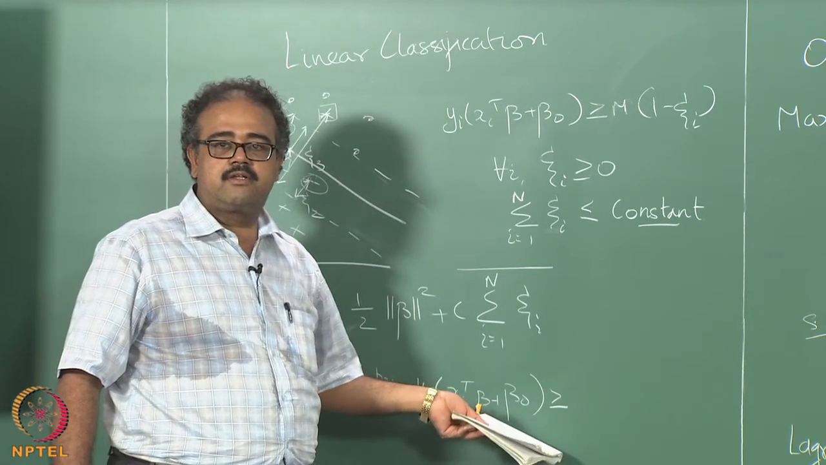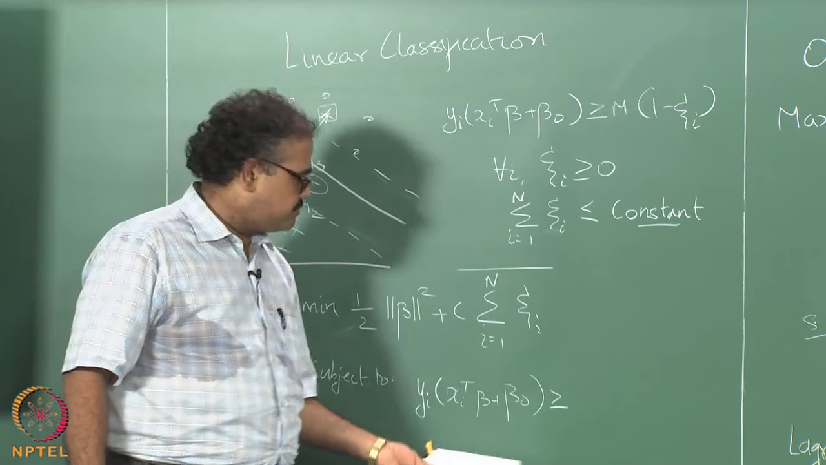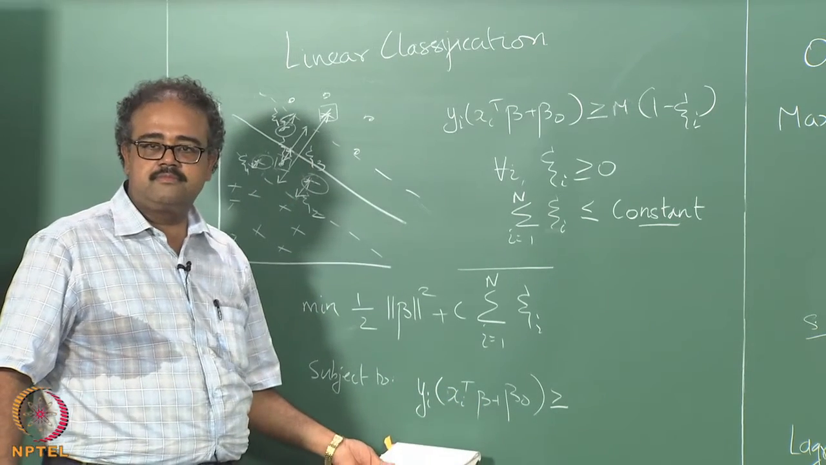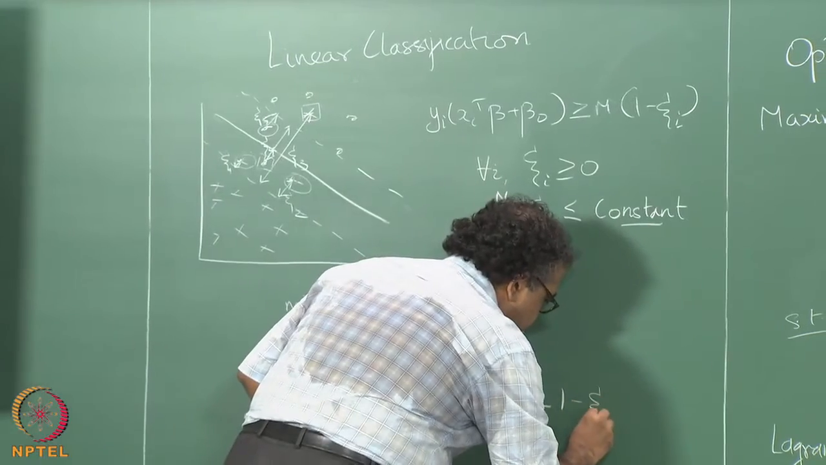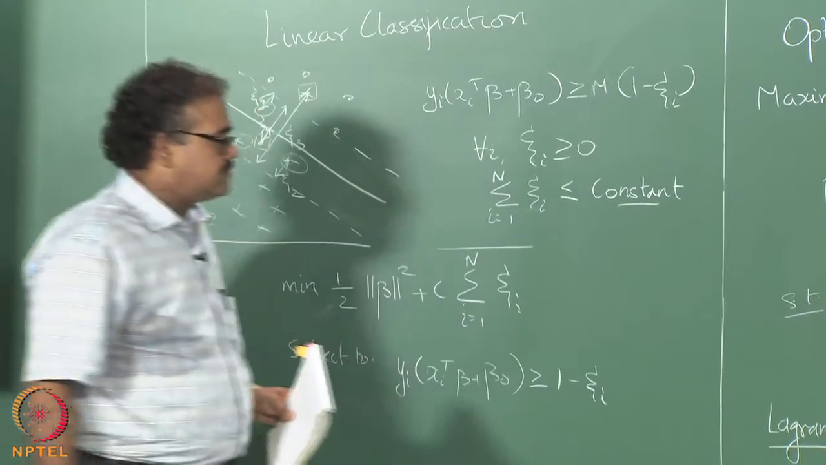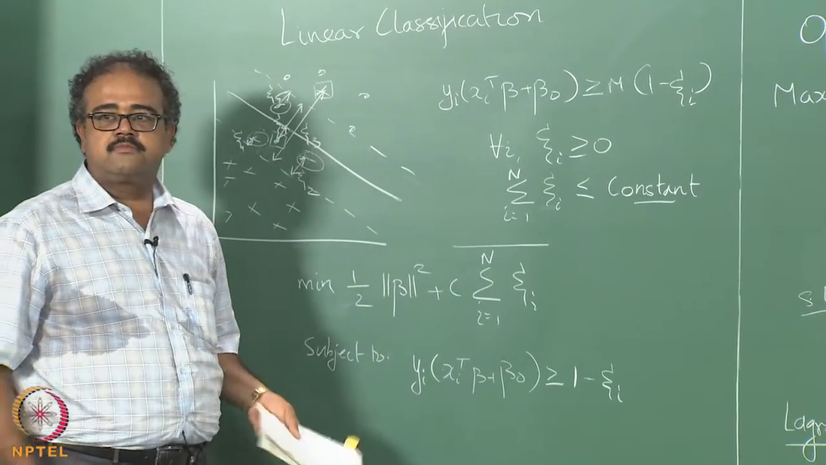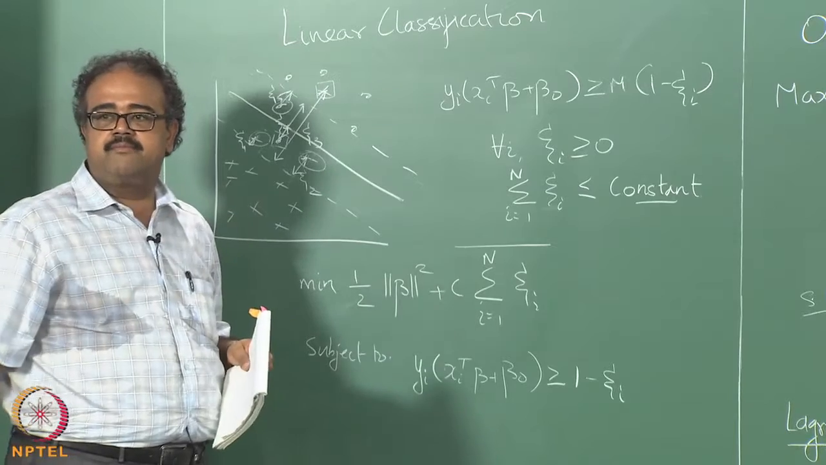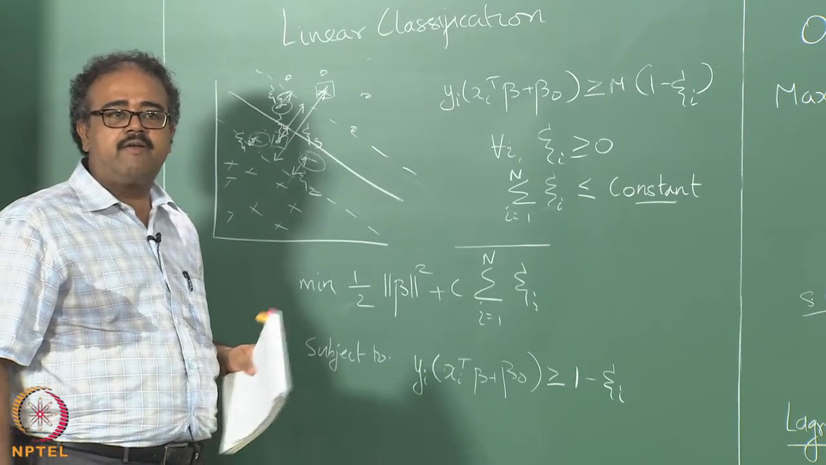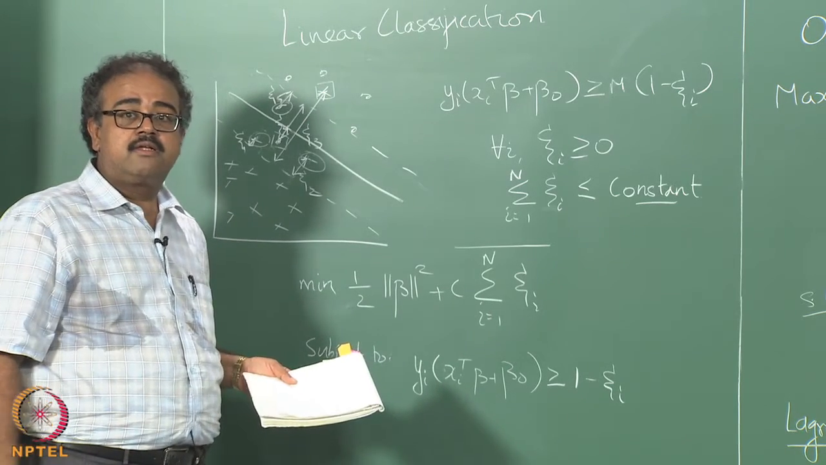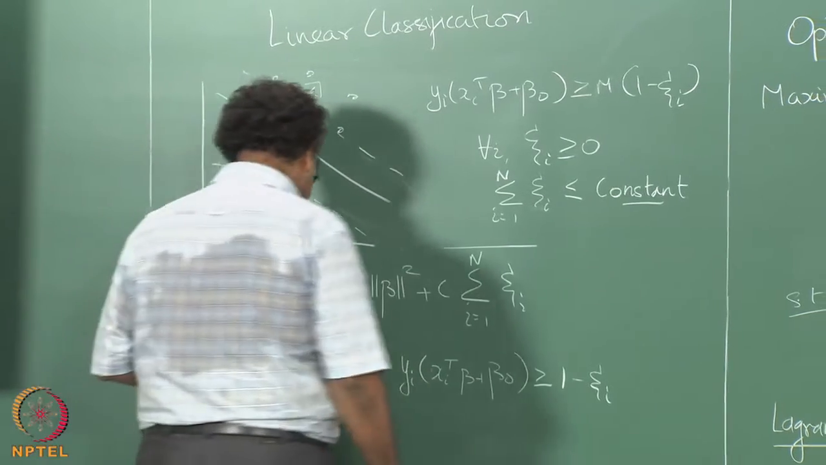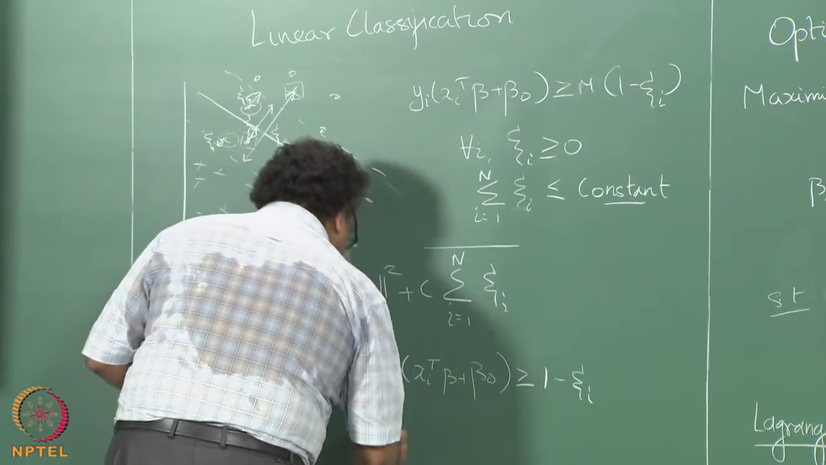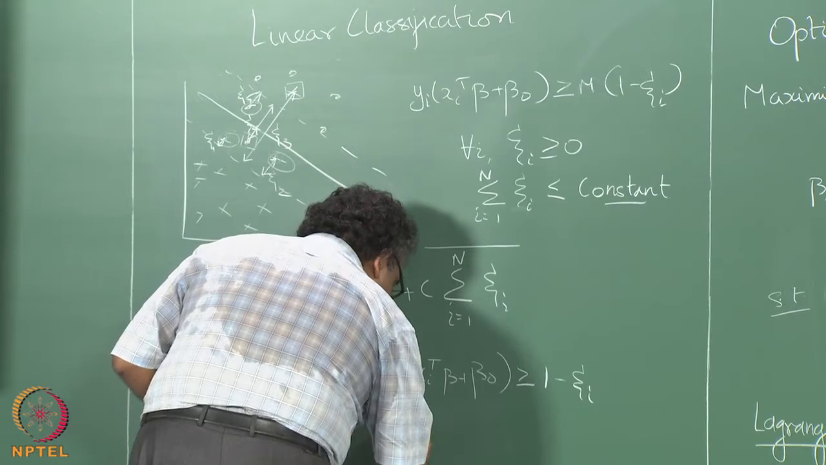Greater than or equal to. Because you have gotten rid of the m. Why? How did we get rid of the m? M is 1 by beta, so 1 by norm beta. So we got rid of that. So anything else we need here?